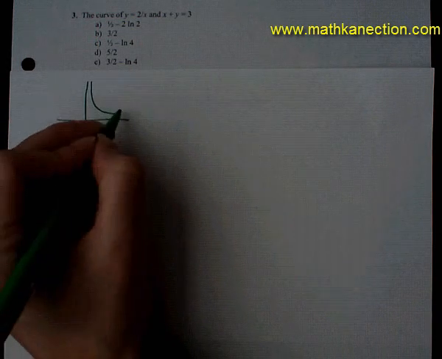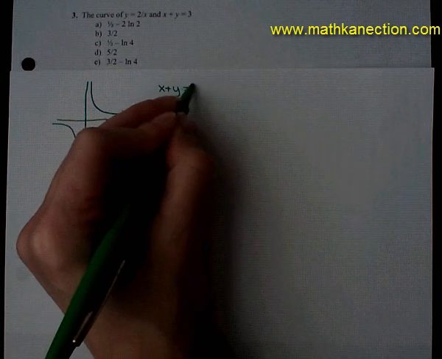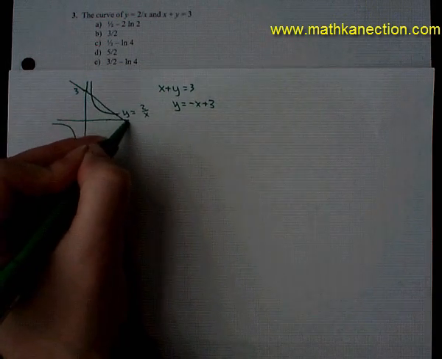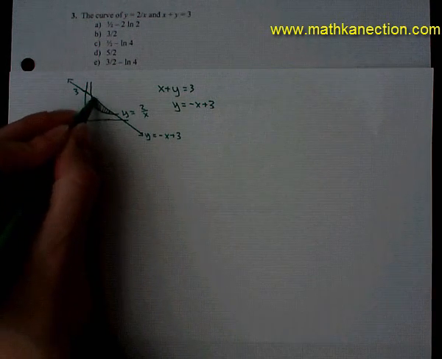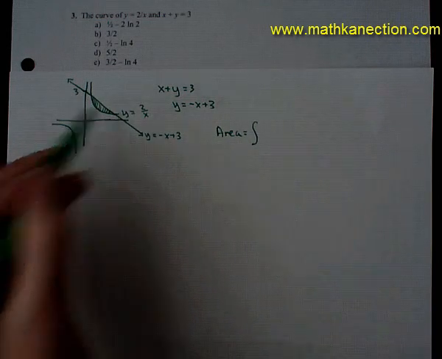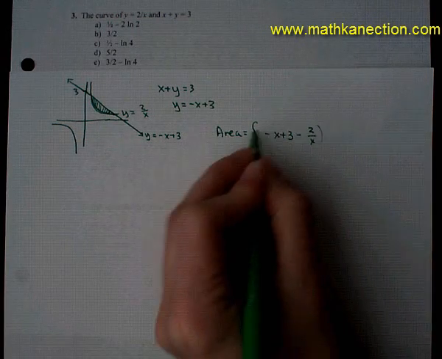In our third problem, we're going to find the area between the curve y equals 2 over x and the line x plus y equals 3. Solving for y, we get y equals negative x plus 3. And we can see the area between the line and the curve, sketching that. To calculate our area, we'll do the integral with the line as the top function, which is negative x plus 3, minus the bottom function, which is the curve 2 over x.